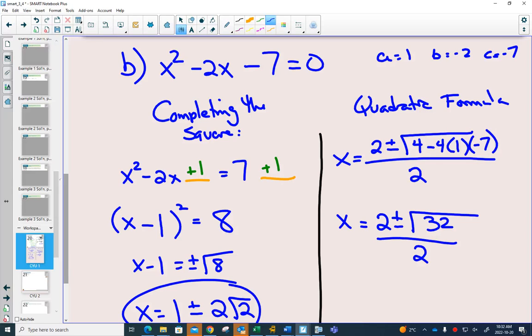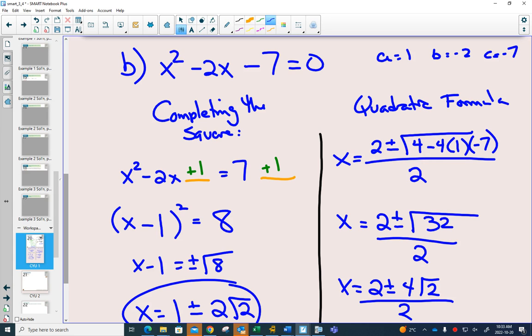So with the quadratic formula, you're going to often have to simplify your square roots. So in this case, I see the square root of 32. I recognize that that's part of my root 2 family, because it's 16 times 2 is 32. So this becomes 2 plus or minus square root of 16 is 4, root 2, over 2.